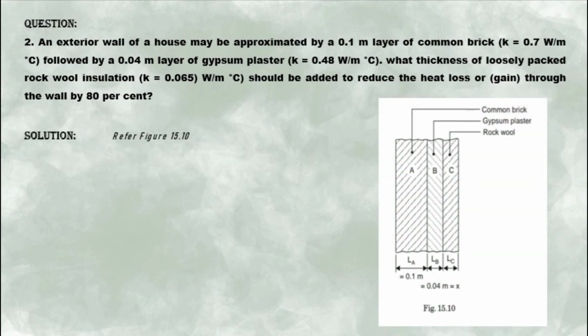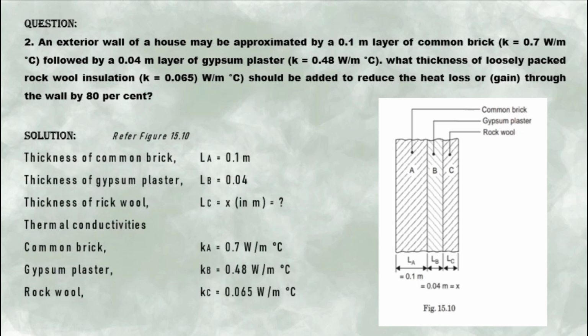For our solution, we have here a figure to illustrate the given. The thickness of common brick is 0.1 meter, the thickness of gypsum is 0.04, the thickness of the rock wall is the quantity we want, in meters, and the thermal conductivity: common brick is 0.7, the gypsum plaster is 0.48, and the rock wall is 0.065 watts per meter degree Celsius.